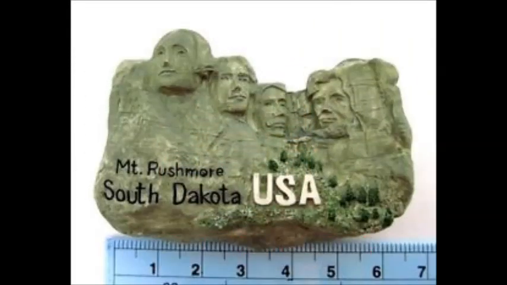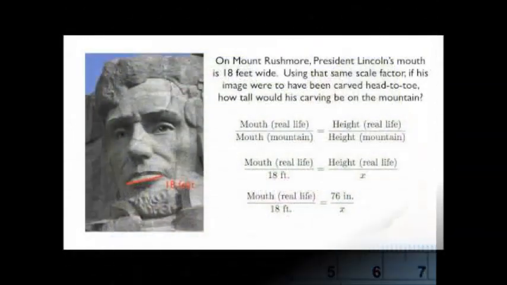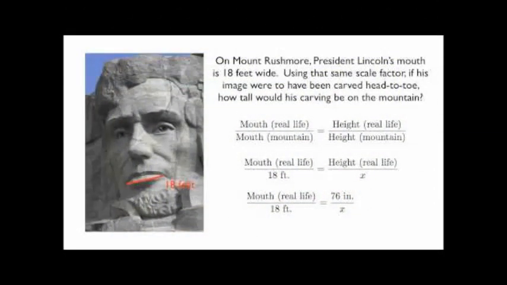But now you remember you can measure the magnet and use that measurement to set up a proportion of scale, which would be the magnet size to actual size, Mount Rushmore. You can also break apart the faces and use a part to set up a proportion. Look at the following. You could use this example to figure out how tall Abraham Lincoln's entire carving would be.